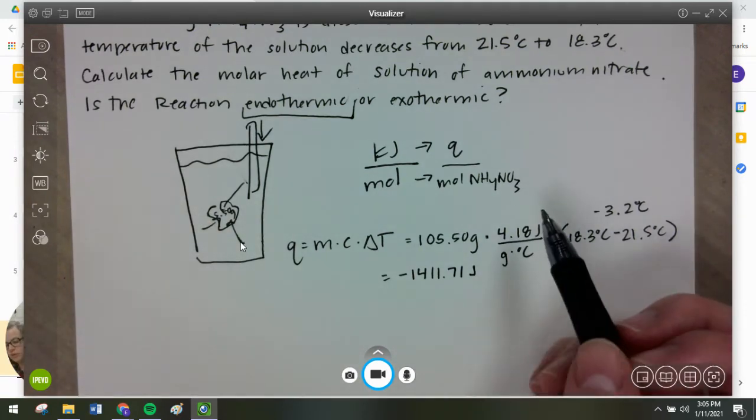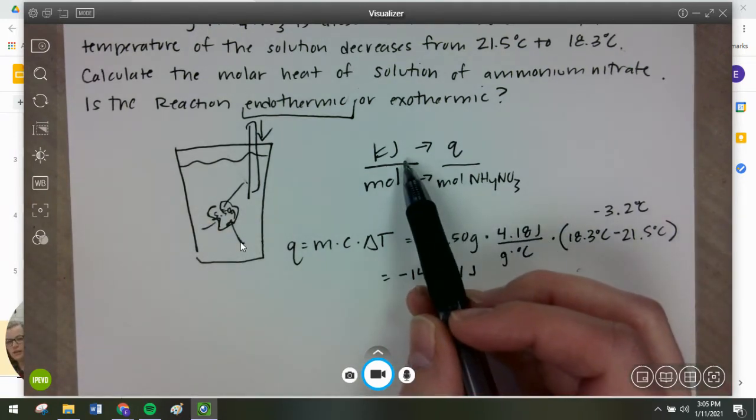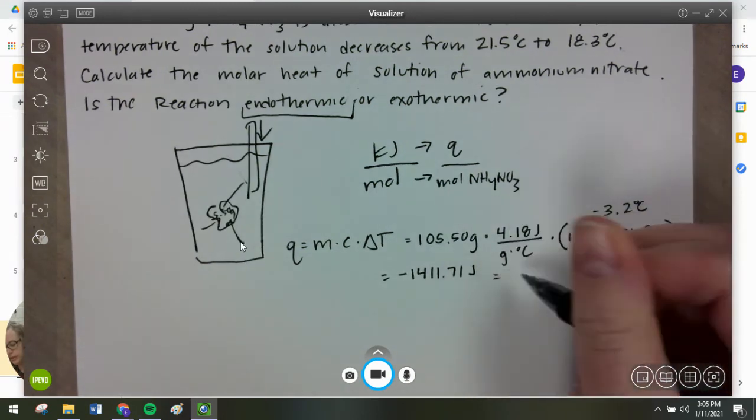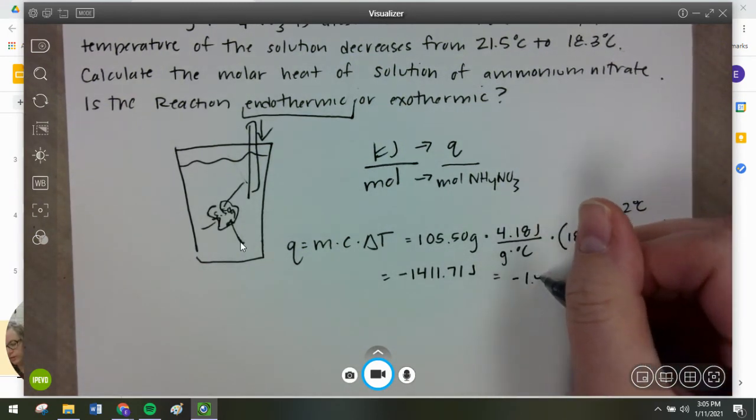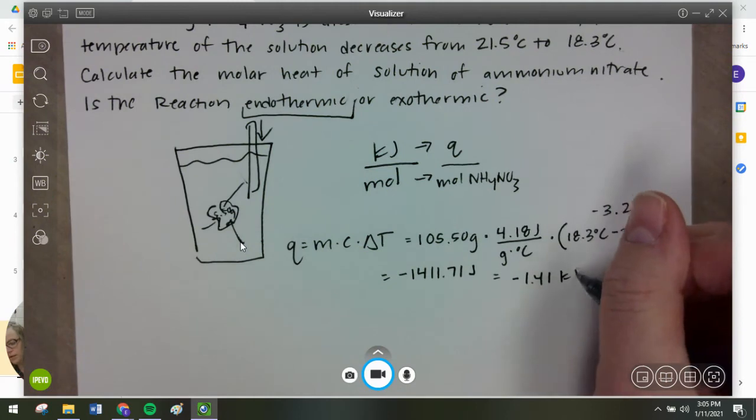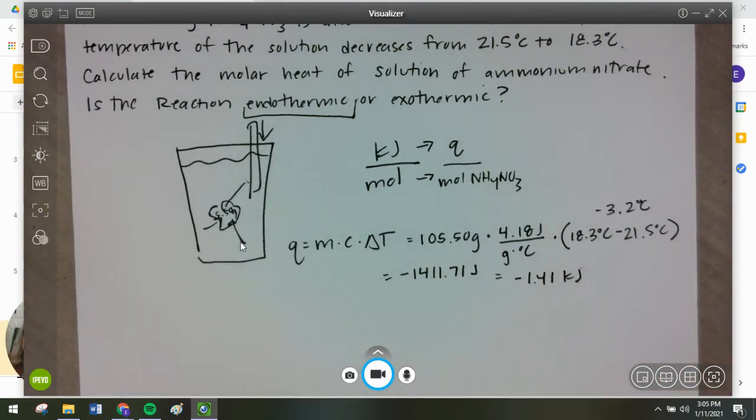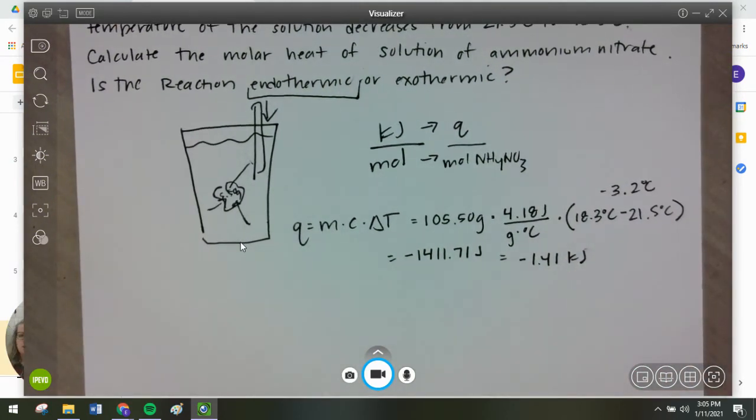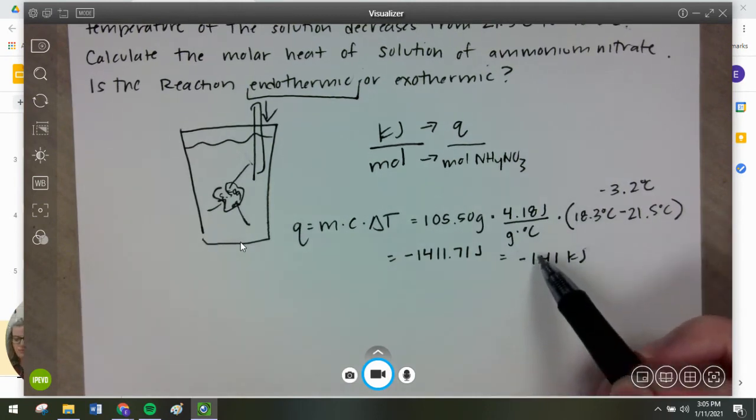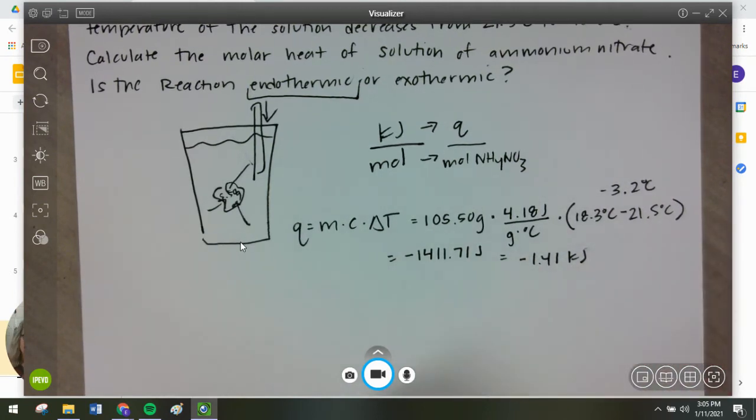So when we think about doing our division, we are going to have a kilojoule value. So this is negative 1.41 kilojoules. I'm going to have a negative kilojoule value, but when I put it into my kilojoules per mole, I have to remember to turn this sign to a positive sign. And you're going to have to do that with anything where there's a chemical reaction happening. So just make sure you watch the signs.